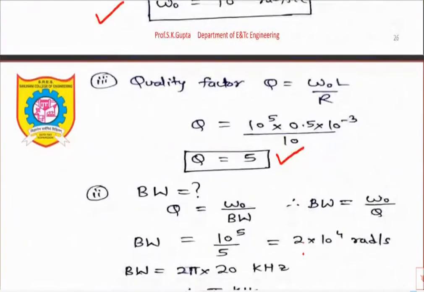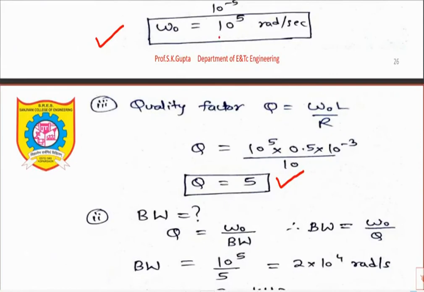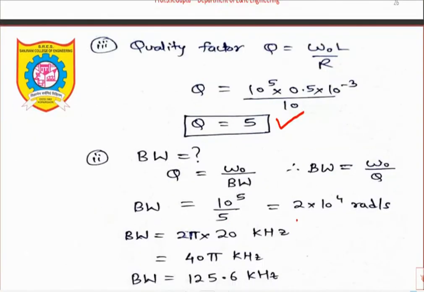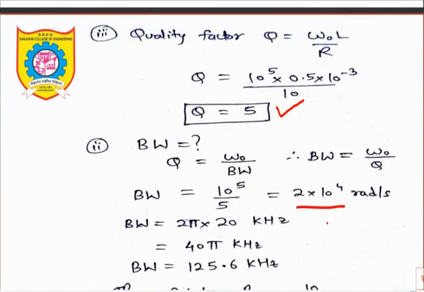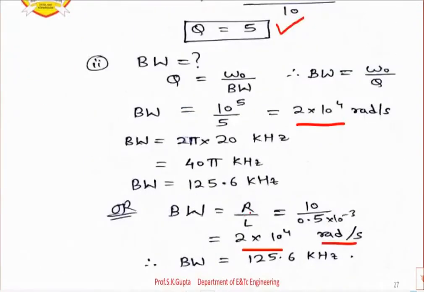Then there is another method to calculate the bandwidth. Q equal to omega 0 upon bandwidth, resonant frequency divided by bandwidth. That means bandwidth is resonant frequency divided by quality factor. Resonant frequency is 10 raised to 5. Quality factor is 5. So 10 raised to 5 divided by 5, we will get the answer as 2 into 10 raised to power 4 radian per second. And another formula is R by L. Either way, you can get the value of bandwidth.